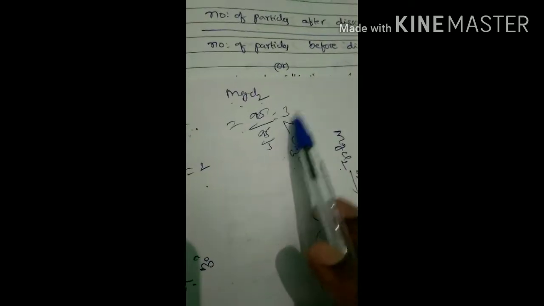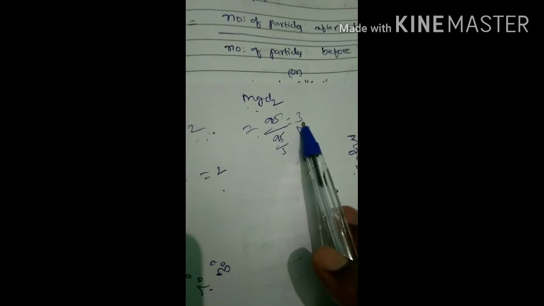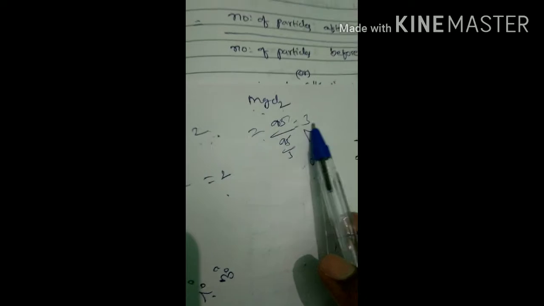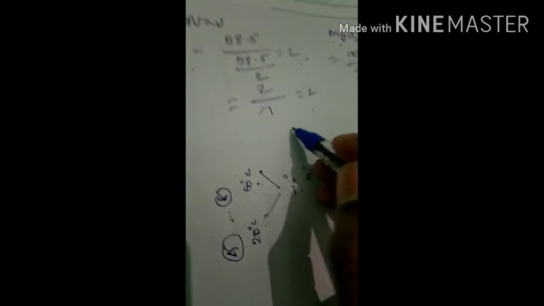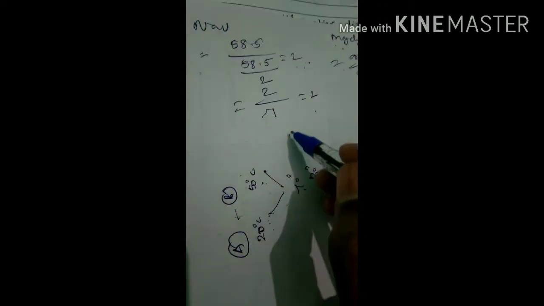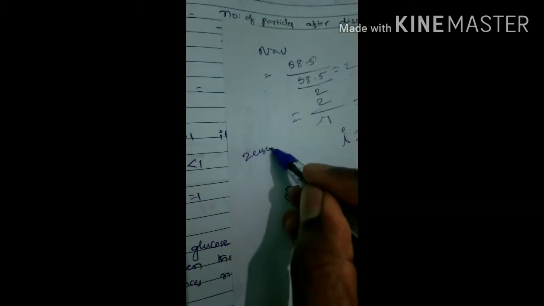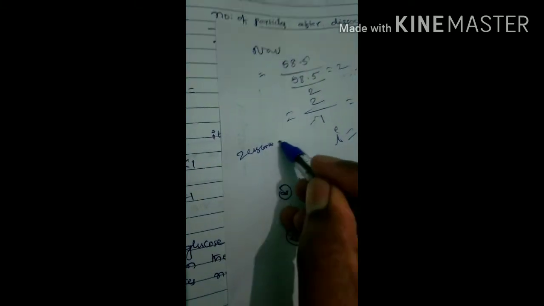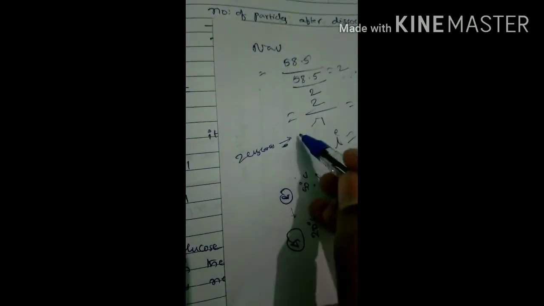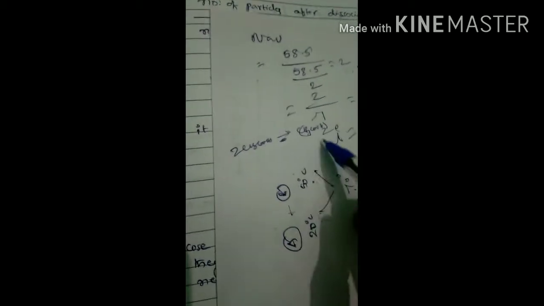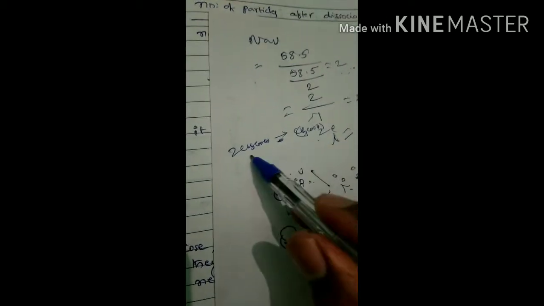In the MgCl2 case, the i value is 3. This indicates that this also undergoes dissociation. But in the case of acetic acid, its i value is? That means what is the reaction? This is the reaction: 2CH3COOH gives rise to (CH3COOH)2. So after the reaction we have 1, before the reaction we have 2.